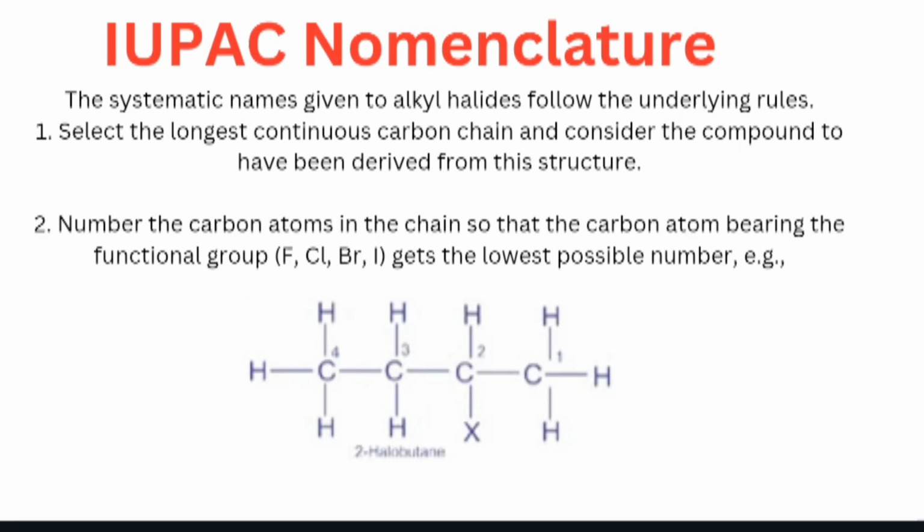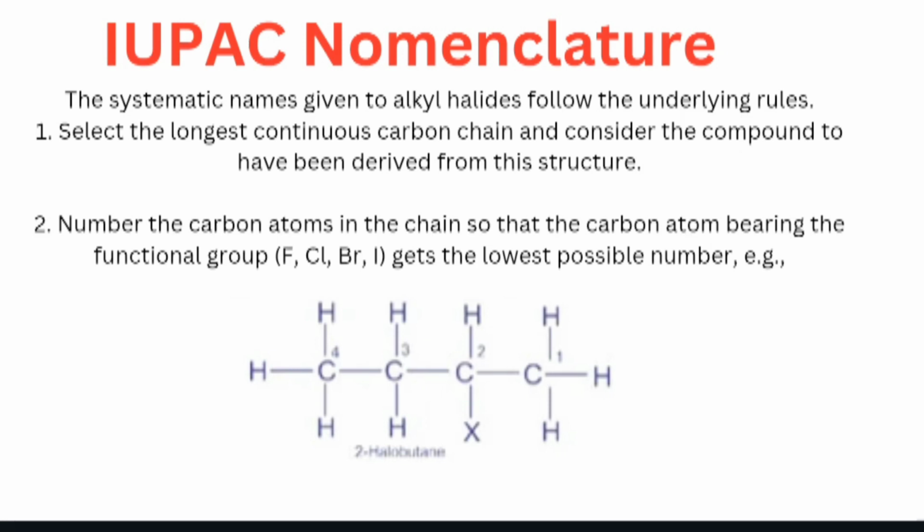In the next step, you have to number the carbon atoms in the chain so that the carbon atom bearing the functional group, which in this case is the halogen group, the halo group, fluoro, chloro, bromo, iodo.